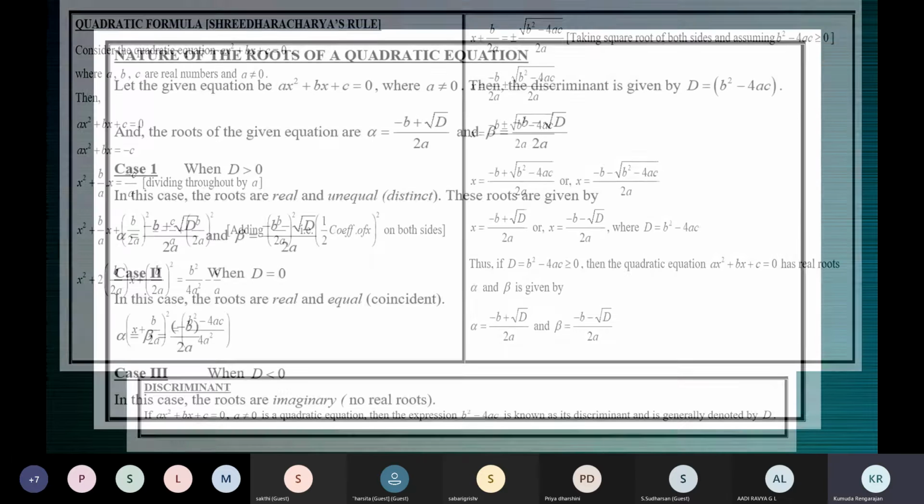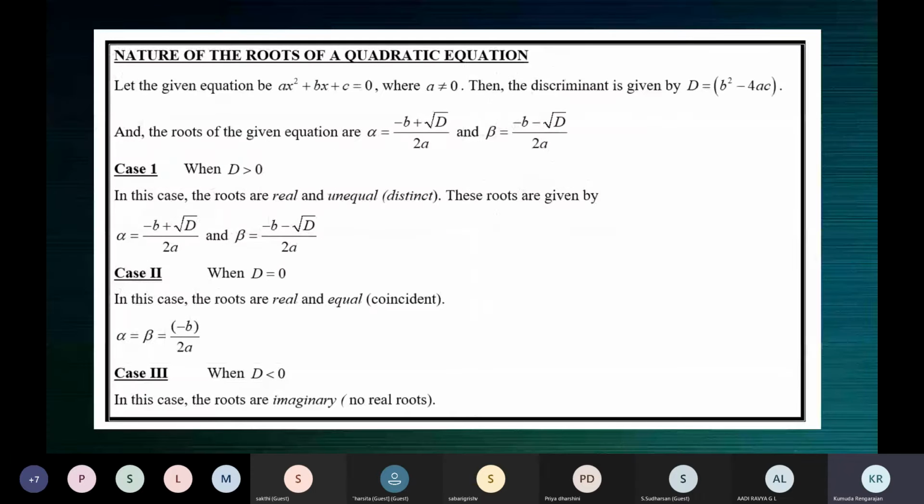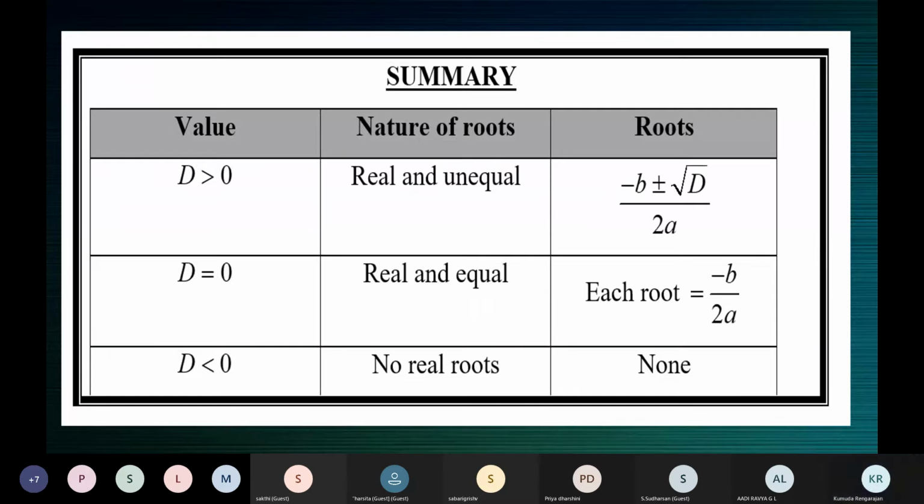So once we derived the quadratic formula, we understood the nature of the roots of a quadratic equation. This is the summary.